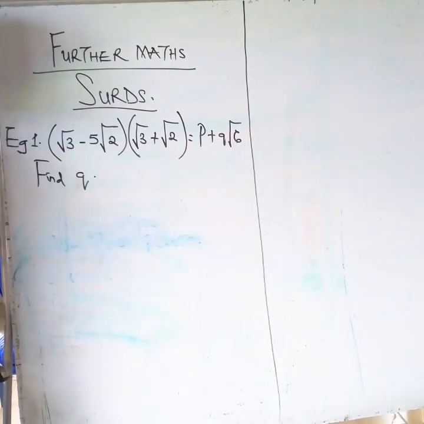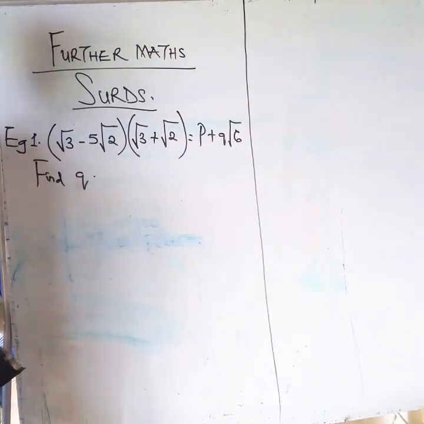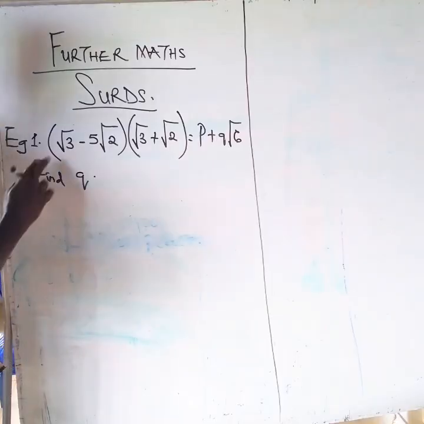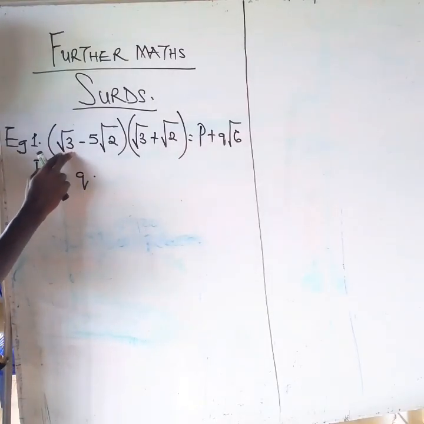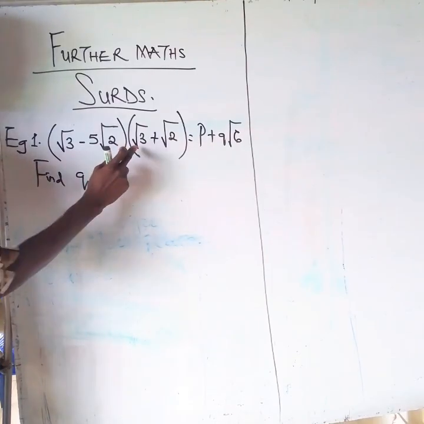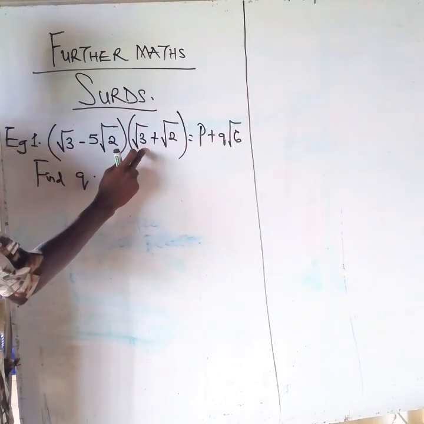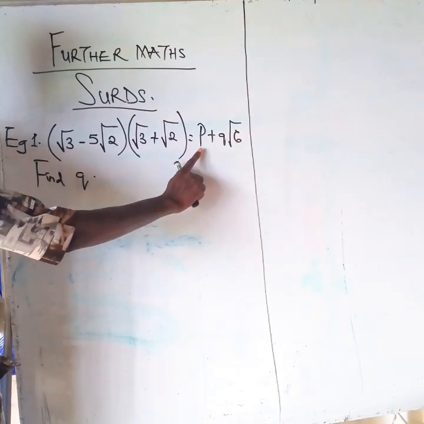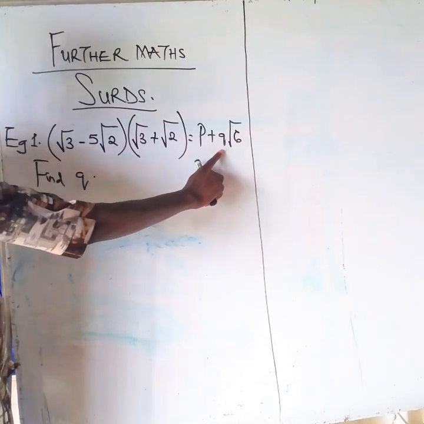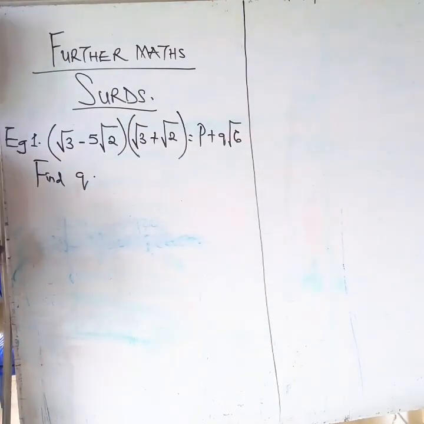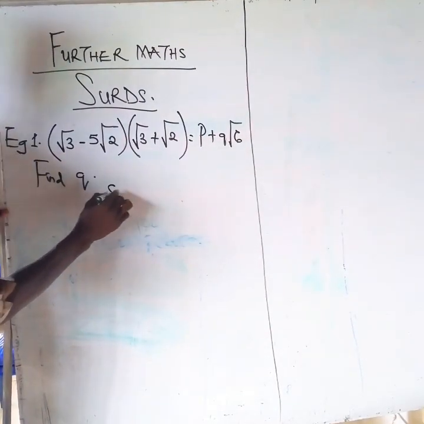Good morning. Today we are looking at surds, and the first example we have is (root 3 minus 5 root 2) in the first bracket, (root 3 plus root 2) in the second bracket, all equal to p plus q root 6, and you are asked to find q.